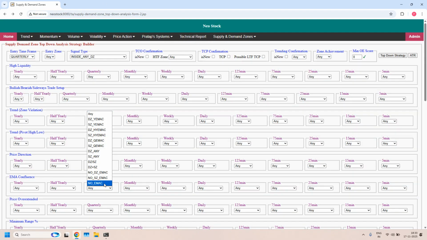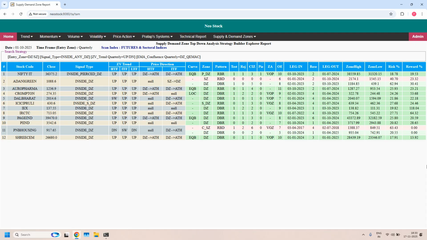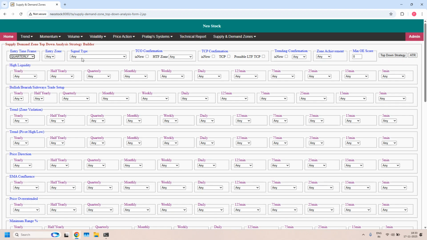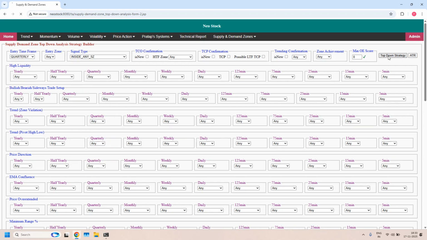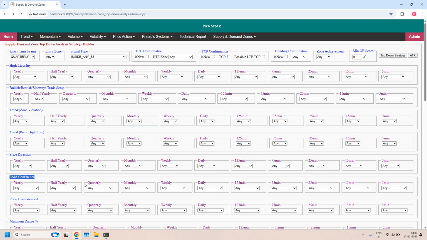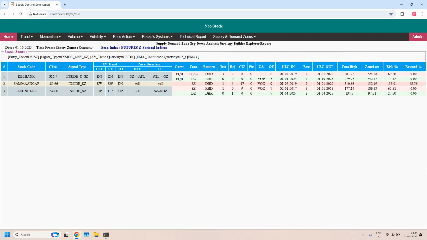That is quarterly demand zone having quarterly EMA confluence, and also trend on the quarterly should not be sideways. It can be up or down trend. So we got 12 stocks. Next, price closed inside the quarterly supply zone. We got 11 stocks. Let's again apply EMA confluence on these quarterly supply zones. That is quarterly supply zone having quarterly EMA confluence, and also trend on the quarterly should not be sideways. We got 3 stocks.